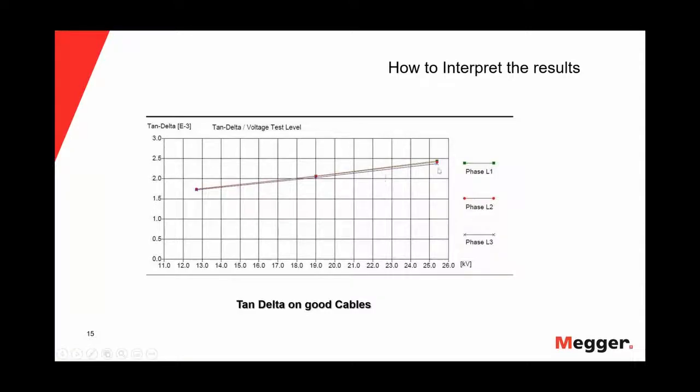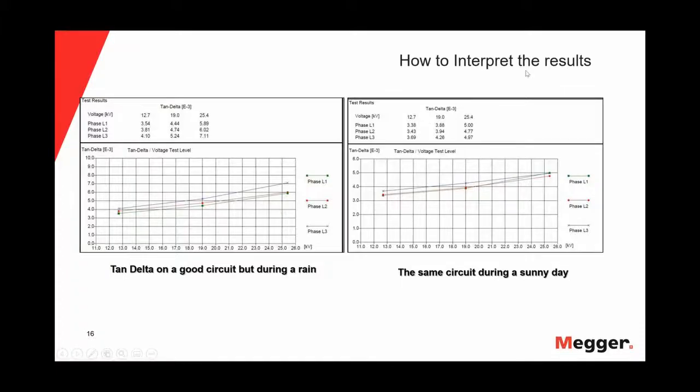This is a report section of the tan delta. The far left represents the tan delta values. This represents the voltages at each step. And this represents the phases in each set: phase 1, phase 2, phase 3. And if you look, this is a tan delta on good cables. Look at how they trend between the voltage ranges coming up. And then how we're going to interpret results here.